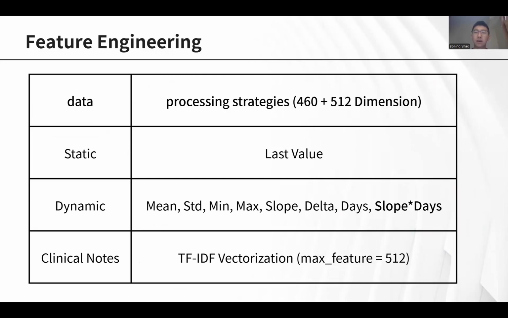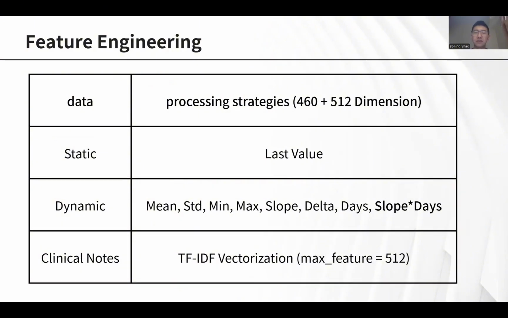For static data, we extracted the last value, as averages would be meaningless for stable features. For dynamic data, specifically lab tests, we calculated standard stats like mean and standard deviation. However, we introduced a specialized interaction term, slope times days.